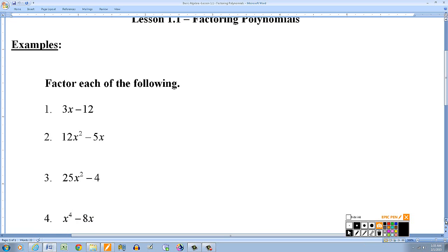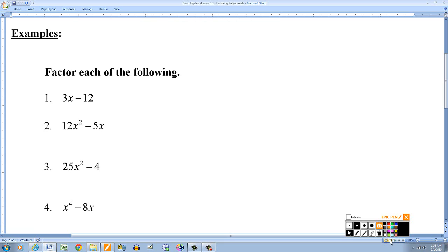Again, this is a binomial, 2 terms. Now in this case, the first term is x to the 4th. The second term is minus 8x, so I see that I can take out an x from both terms. So that's your GCF for your common factor. So if I take out an x, okay, x to the 4th means 4 factors of x. So if I take out 1, that leaves me with 3 factors. So that's x to the 3rd. And then the minus 8x only has 1 x. If I take it out, that leaves me with minus 8.